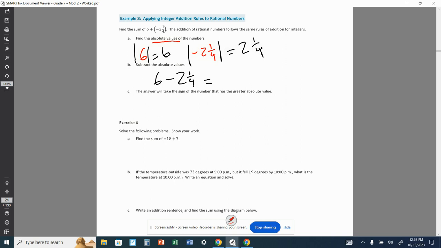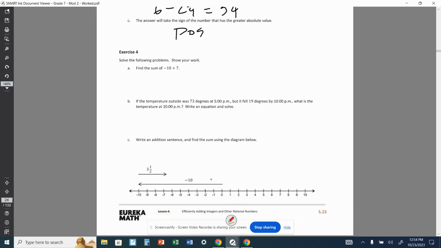6 minus 2 would be 4. 4 minus 1/4 would be 3 and 3/4. But again, the answer will take the sign of the number that has a greater absolute value. 6 is a bigger number than 2 and 1/4, so that means the symbol should be positive. Okay. Find the following problem, show your work.